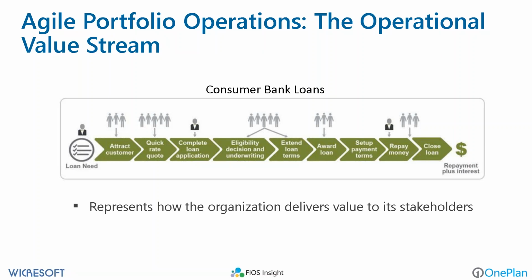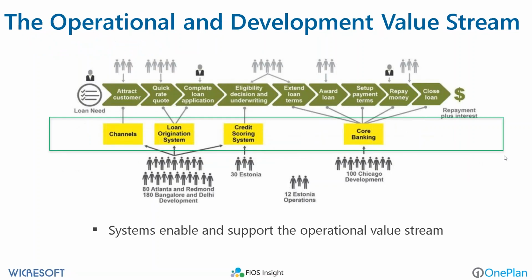The example that's used within Scaled Agile Framework formal training is the consumer bank loans value stream, and that's the one that we're going to use here as an example. Now, this is a business architecture element that is then purposed for defining our development value stream. In this case, again, this is straight out of, say, SAFe 5.0, Scaled Agile Framework. What we do is define the systems that enable and support the operational value stream.